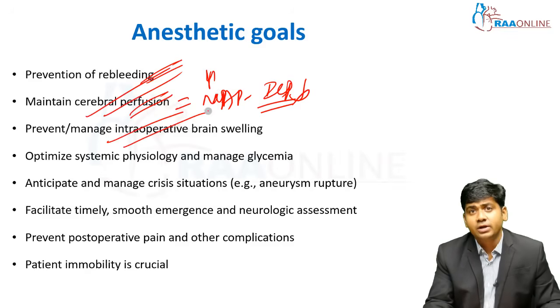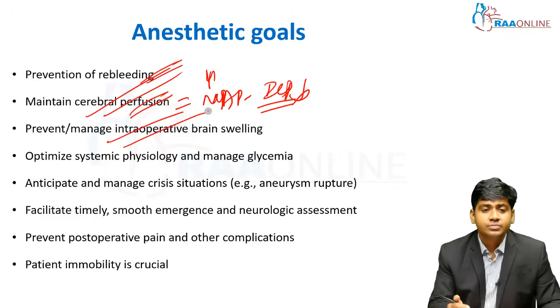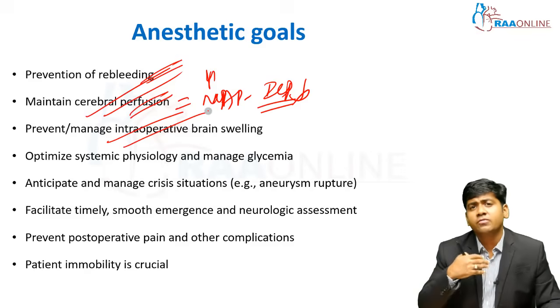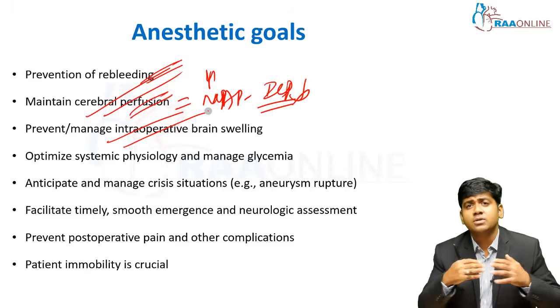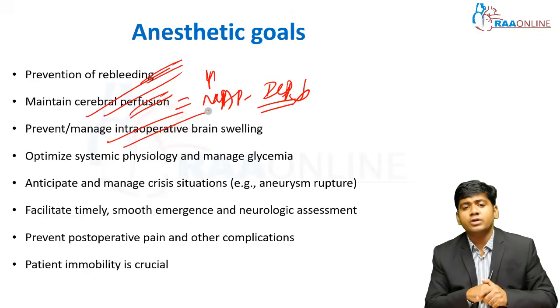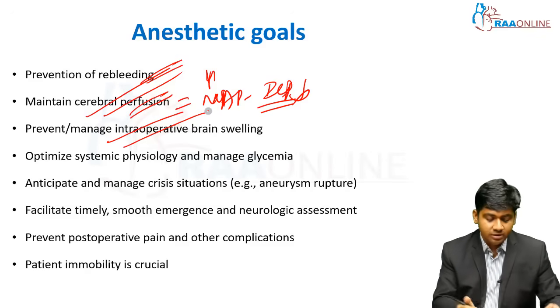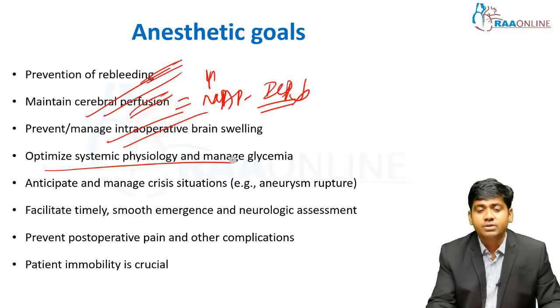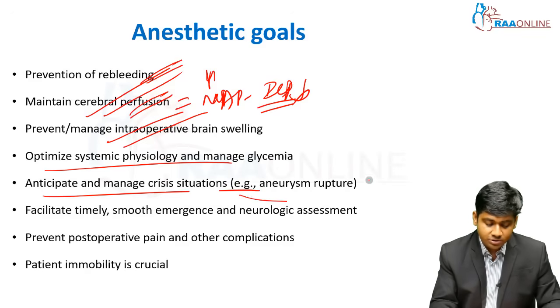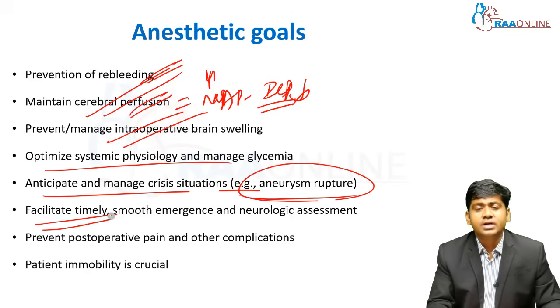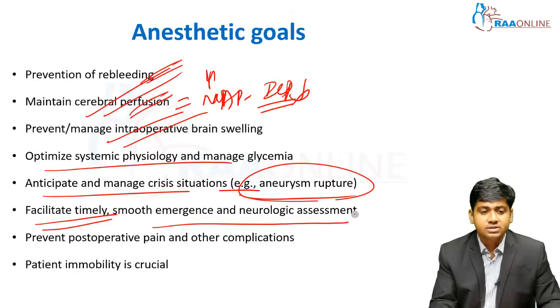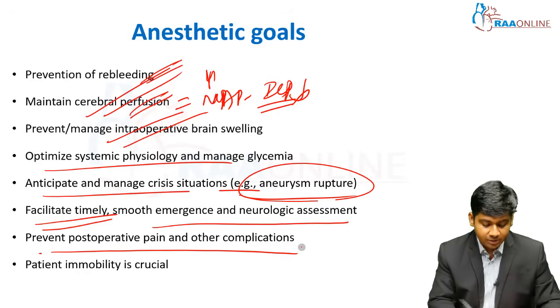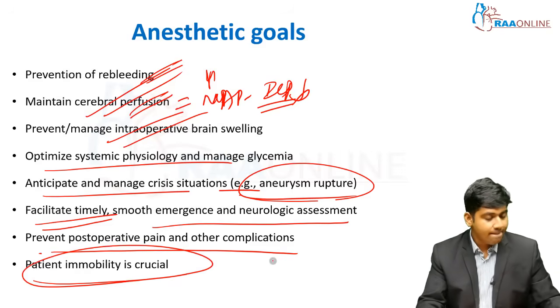Prevent intraoperative brain swelling by using different monitors. So there are different types of parameters or interventions through which we can decrease the intraoperative brain swelling. Optimize systemic physiology and manage glycemia. Anticipate and manage crisis situations such as a ruptured aneurysm. Facilitate timely and smooth emergence and neurological assessment. Prevent postoperative pain and other complications, and patient immobility is crucial.